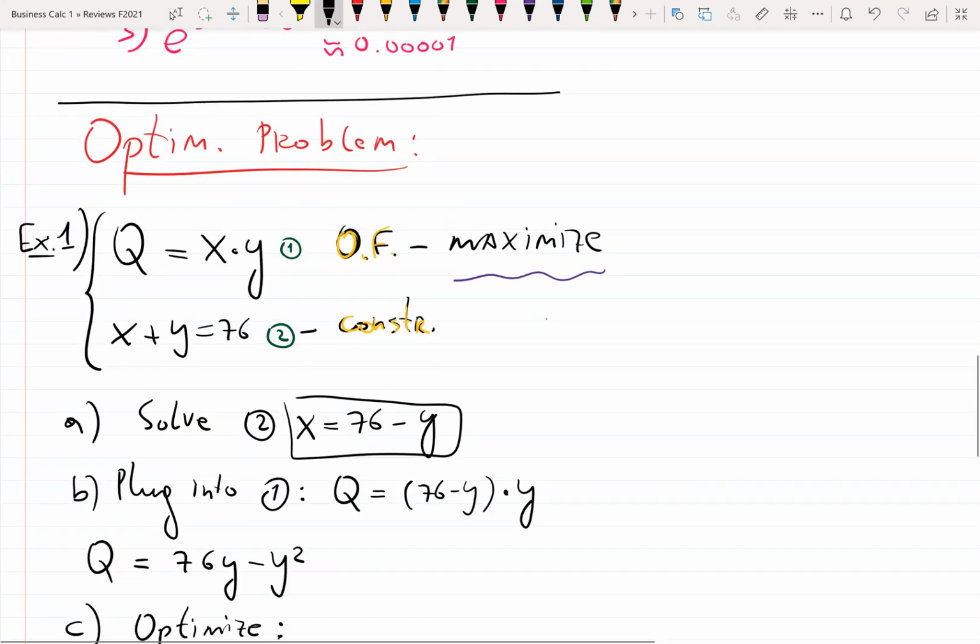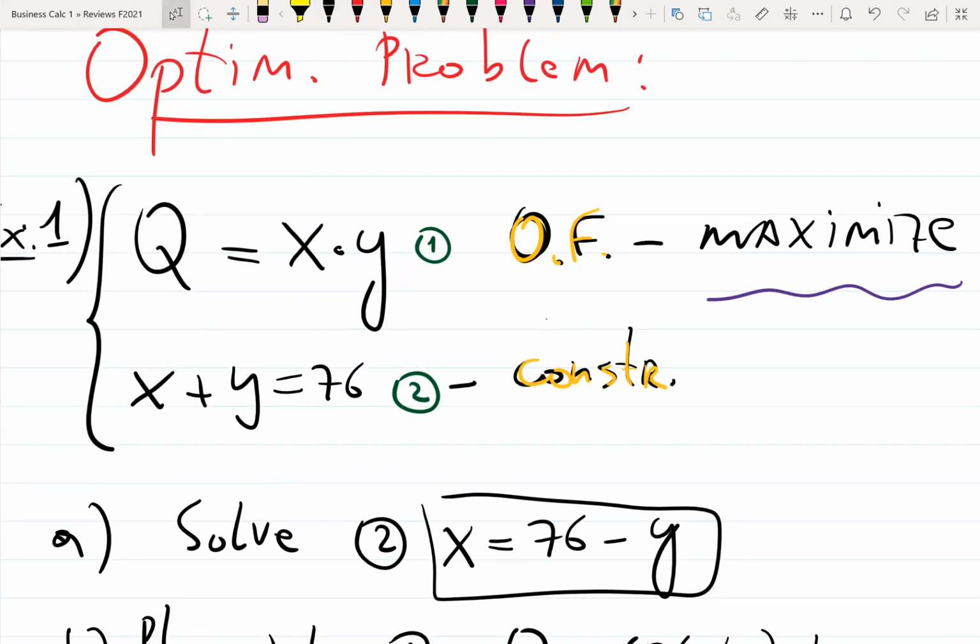It was a dumb question in the first place because yes, obviously you take the biggest numbers and then when you multiply them, it will give you the biggest product. But anyway, that's how you do it using calculus.